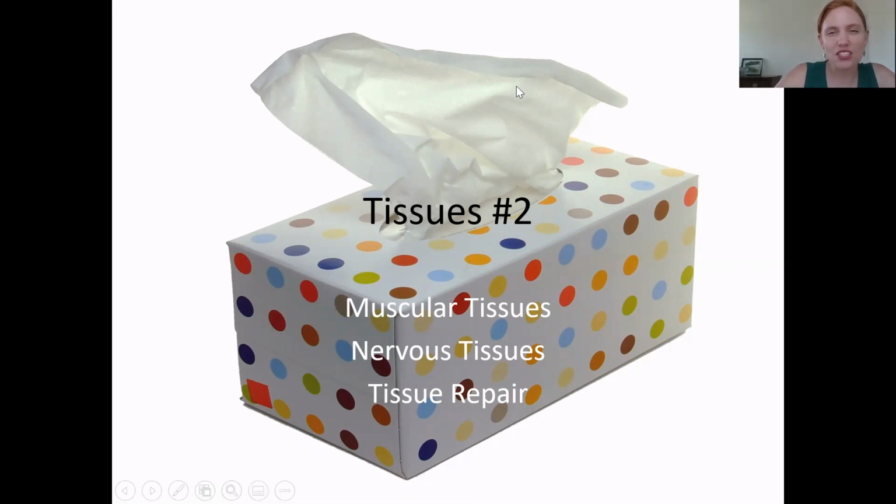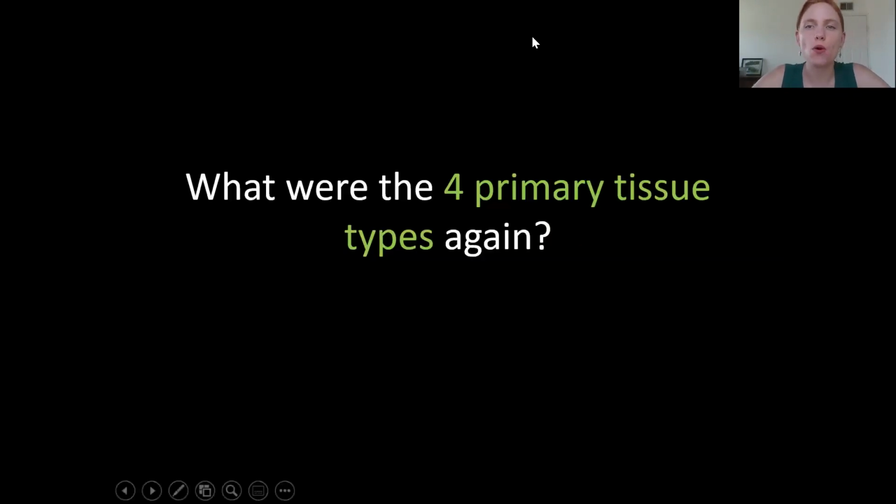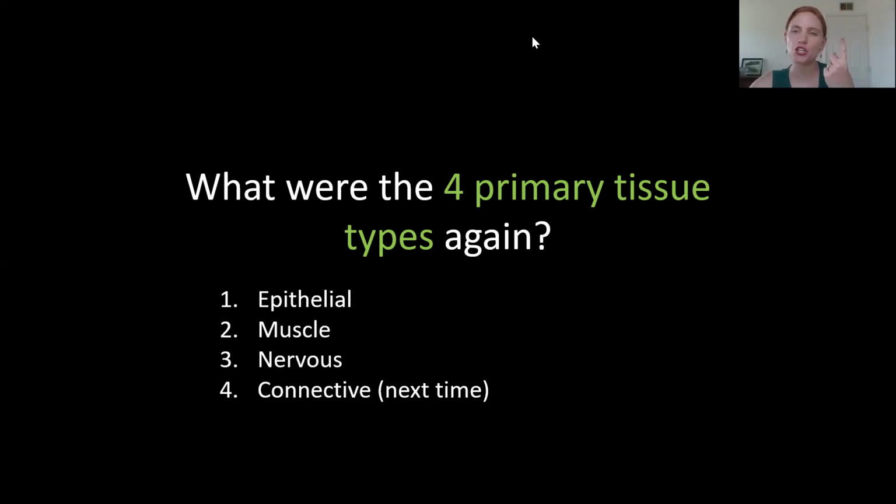Okay, so let's start with a rehash about what were the four primary tissue types. So remember, if you see the word primary, I'm looking for one of these four. So I just sort of mentioned them. Let's rehash them though. The first is epithelial tissue, connective tissue, muscle tissue, and nervous tissue. All of the specific types of tissues are going to fall into one of those four broader categories.